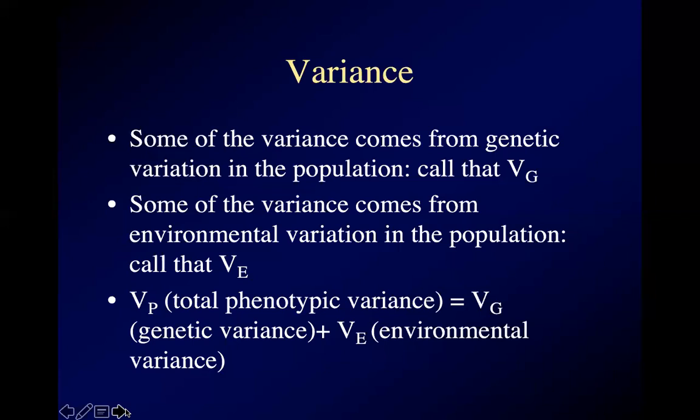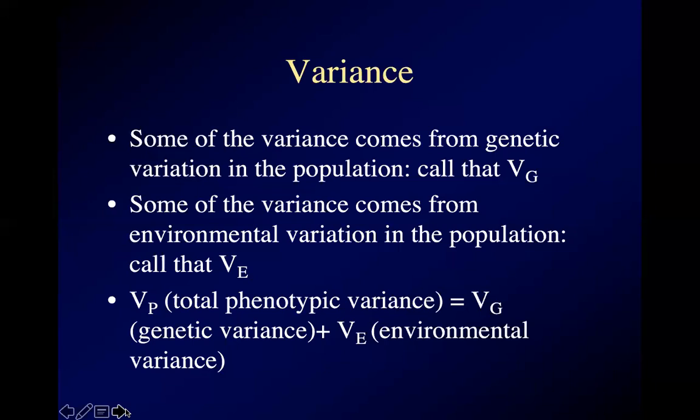Some of what makes you vary in height is the fact that you inherited different genes from your parents. Some of what makes you different in height is the fact that you grew up in different environments as children. This is an attempt to partition out the total variance in this population into a component that is due to genes and a component that's due to environmental variation.